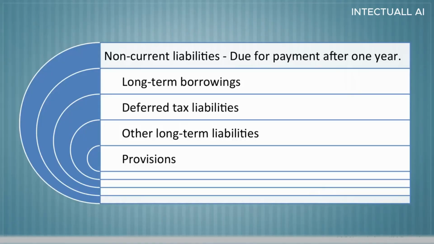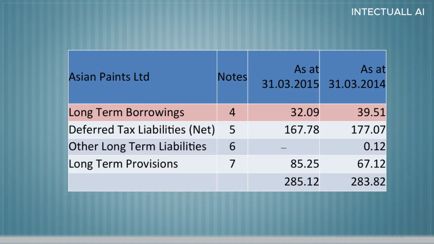After shareholders' funds, you have a bunch of items under liabilities. Liabilities have two components. Non-current liabilities are due for payment after 1 year. In Asian Paints' balance sheet, there are 4 items listed under non-current liabilities. The first one is long-term borrowing, and it is easy to understand.